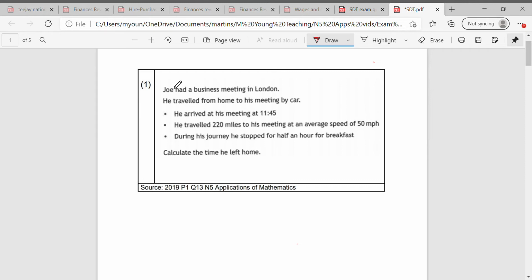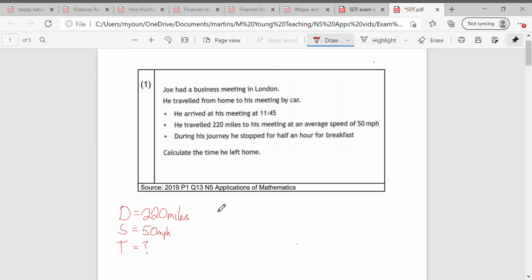So I'm working back from 11:45, taking into account this journey and taking into account that break. The first thing I'm going to do is work out how long he travelled for. When we're doing speed, distance, time, it's always good to set out your values. So D equals, S equals, and T equals. D is 220 miles. This helps to make sure you know what you're trying to find, and you can get the formula from that. Speed is 50 miles per hour. And the time's what we're trying to work out.